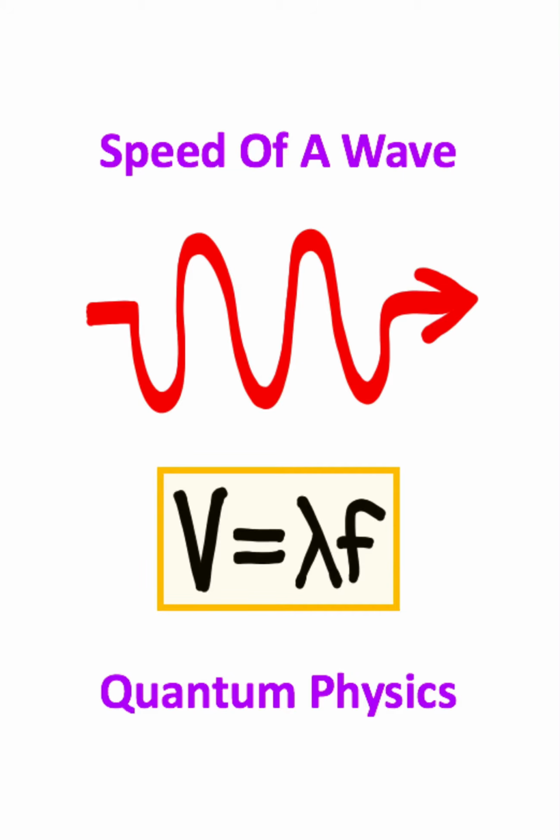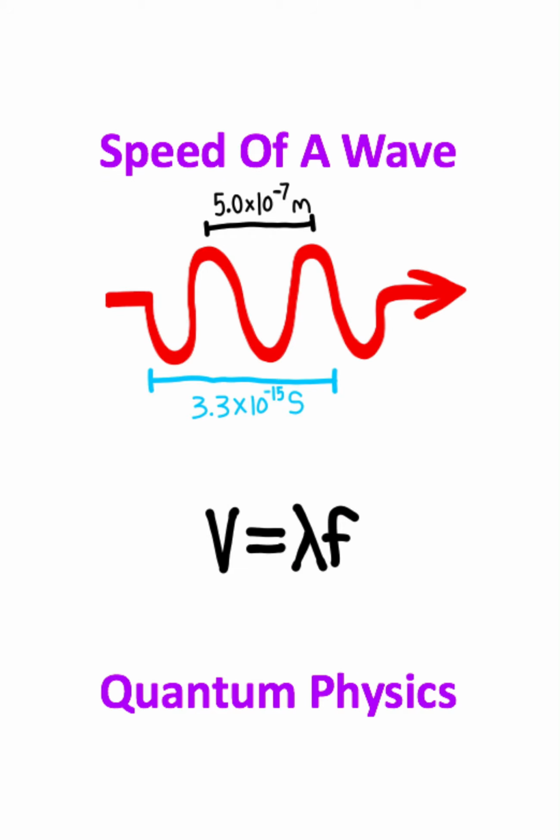The equation listed down below is the equation for the speed of a wave. So let's say there's a couple things we know about our wave. We know the distance between two peaks of the wave, and we also know how much time it takes to complete 2 cycles of our wave. As you can see, we've completed approximately 2 cycles in this amount of time.